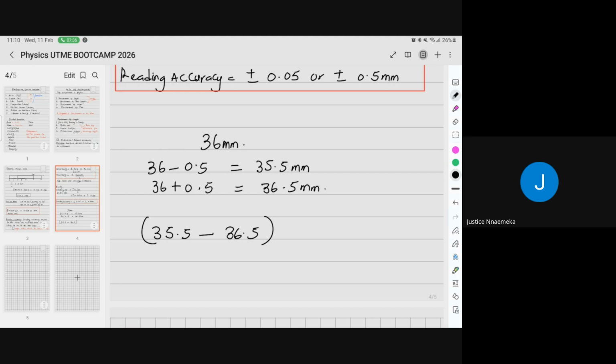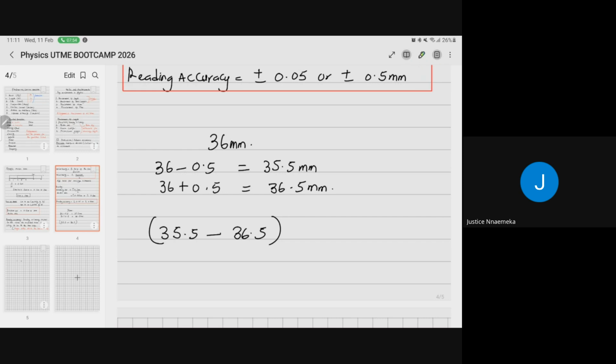If it makes sense, give me a thumbs up. Do you understand what reading accuracy is now? Do you understand what precision means now? Exactly, so that's the range of values: plus or minus 0.5 millimeter. So I want you to remember millimeter: 0.5 millimeter, 1 millimeter. Does it make sense? Precision for meter rule, 1 millimeter. Reading accuracy for meter rule, 0.5 millimeter. I believe we are all on the same page at this moment and can proceed.